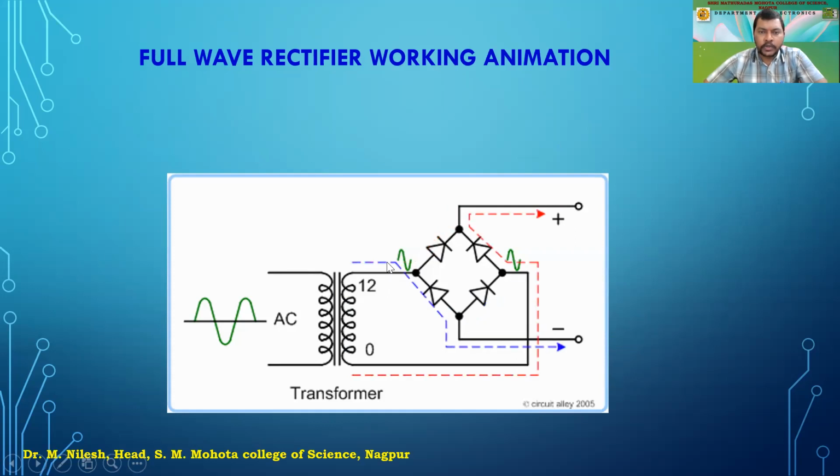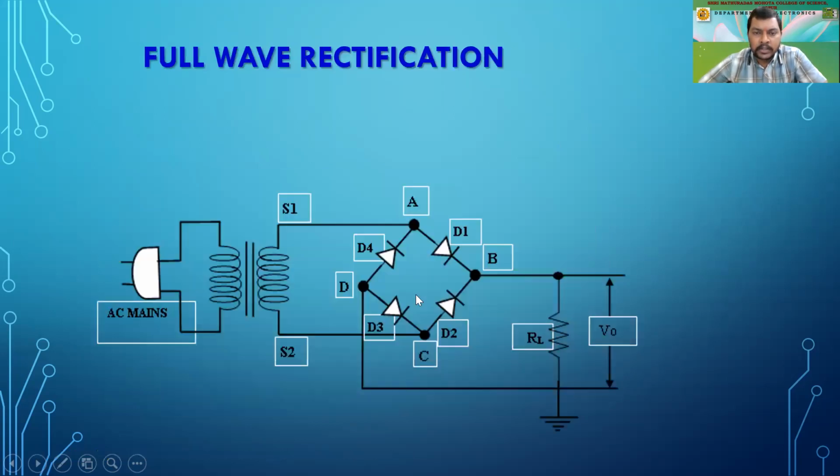During the first positive half cycle, S1 is positive and S2 is negative. When S1 is positive, it implies that D1 and D3 are forward biased, whereas D4 and D2 are reverse biased. I can show you over here: D1 and D3 are forward biased, whereas D2 and D4 are reverse biased.